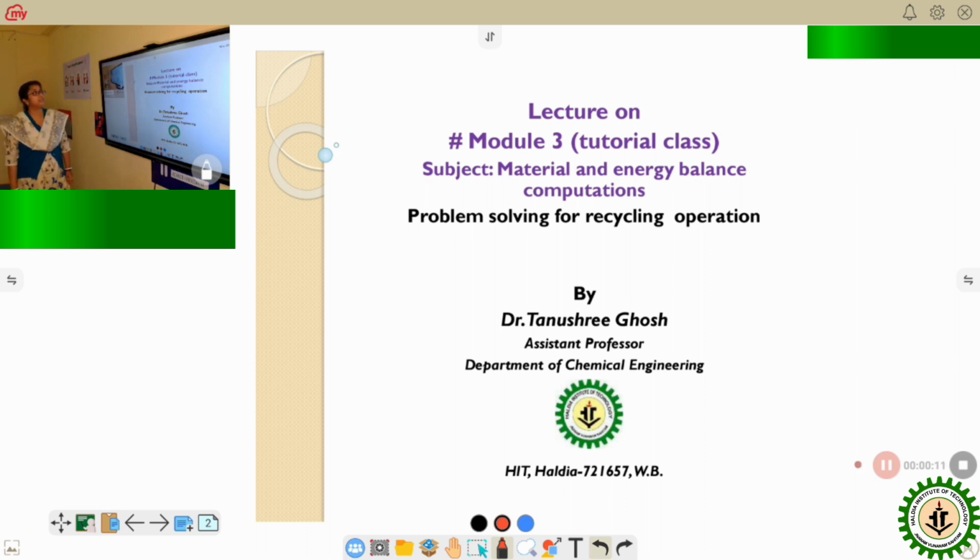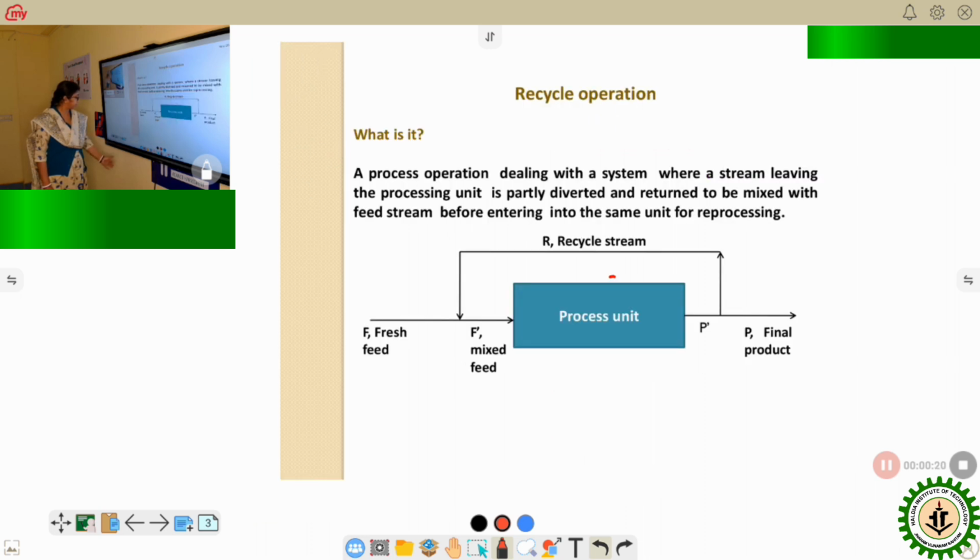Today, my lecture is on Material and Energy Balance Computational Subject. Topic is Problem Solving from Recycling Operation. Let's discuss recycling operation shortly.